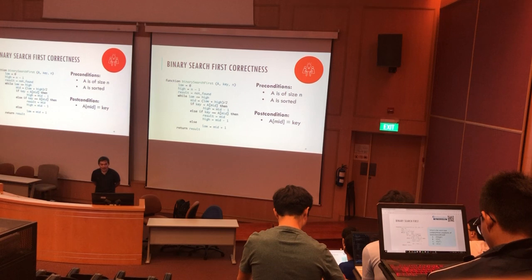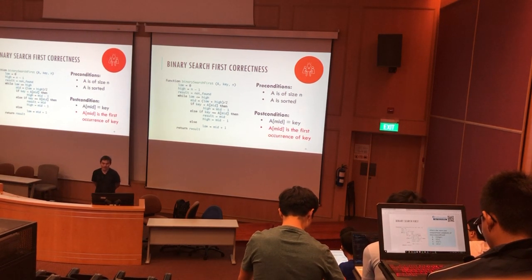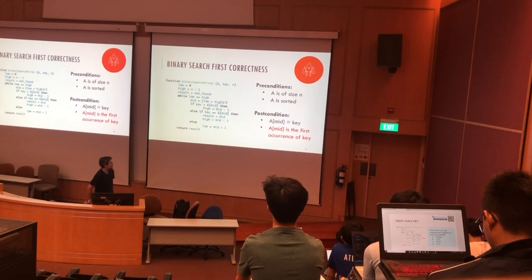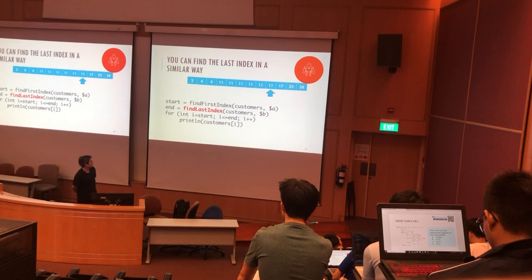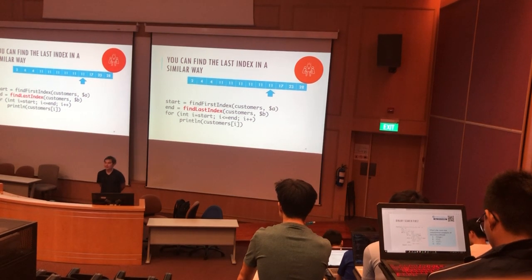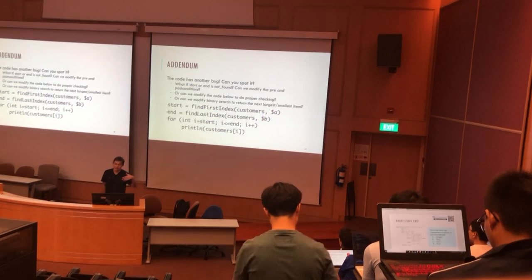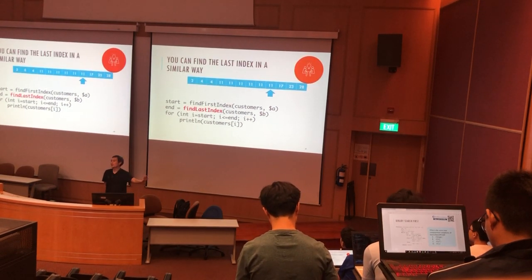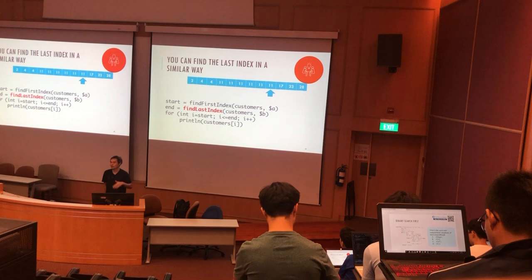Good. We have to argue our correctness a bit. We're going to set the precondition, right? As min is the first occurrence of the key if you're doing binary search first. Okay? Alright. To do find last index, what do you have to do? Instead of searching left, you search right. It's very simple. Very straightforward. Okay, you guys can figure this out. You don't need me to lead you through it.